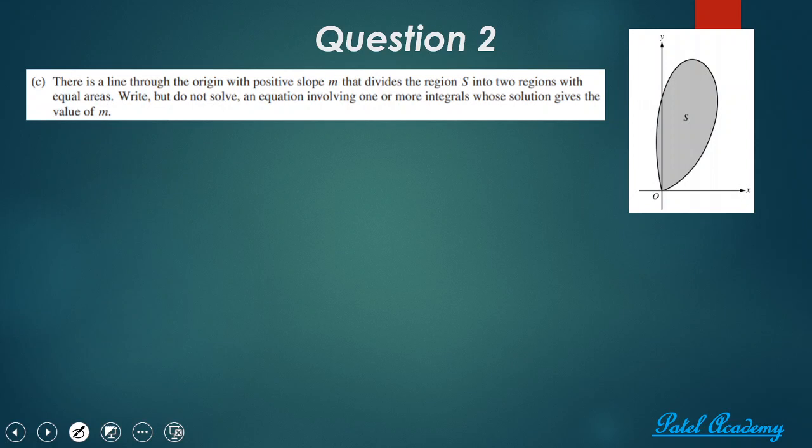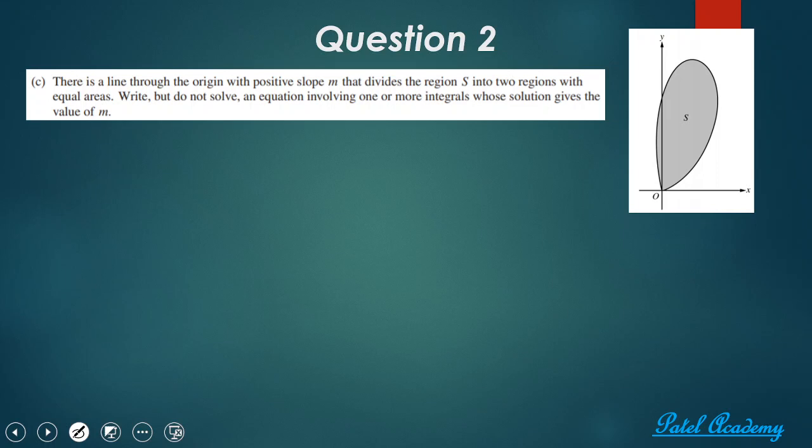Question 2c. I see something that you don't normally encounter. There's a line in relation to a polar curve. It says that there's a line through the origin with some slope m that divides the region S into two regions with equal areas. Write but do not solve an equation involving one or more integrals to find m. Now keep in mind that this last statement says do not solve. So do not spend your time trying to rearrange anything. Just give that first equation that you would normally write out, and that's the answer.